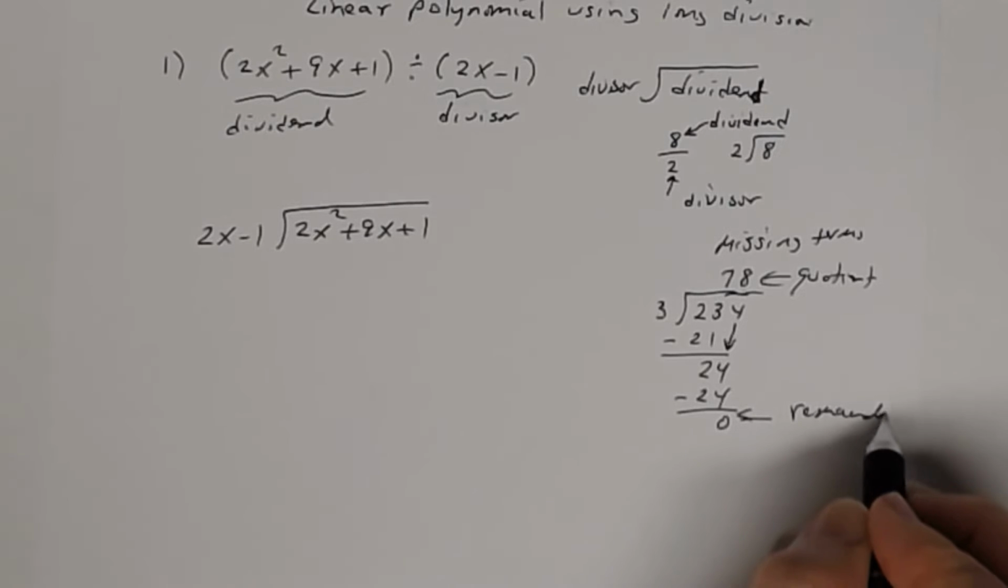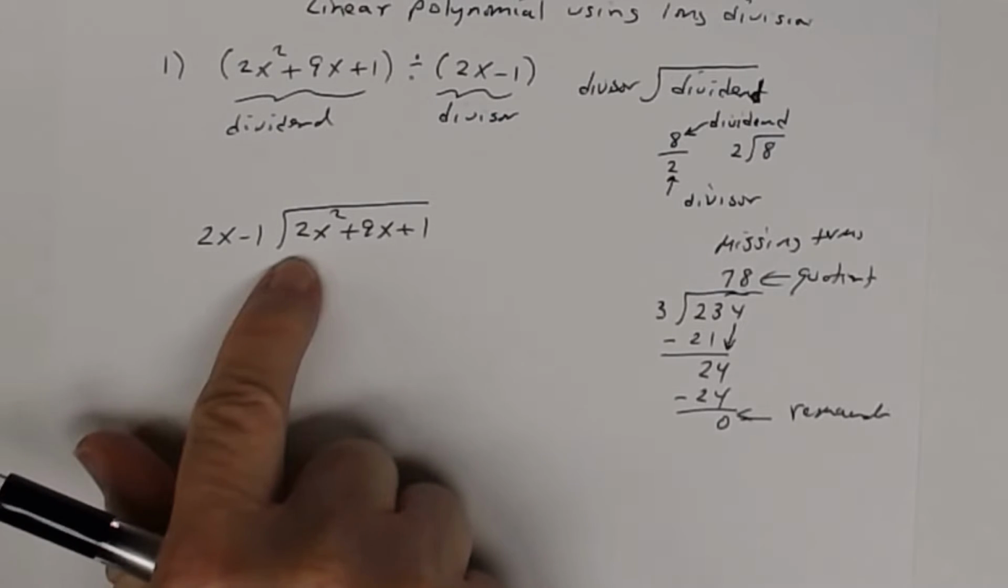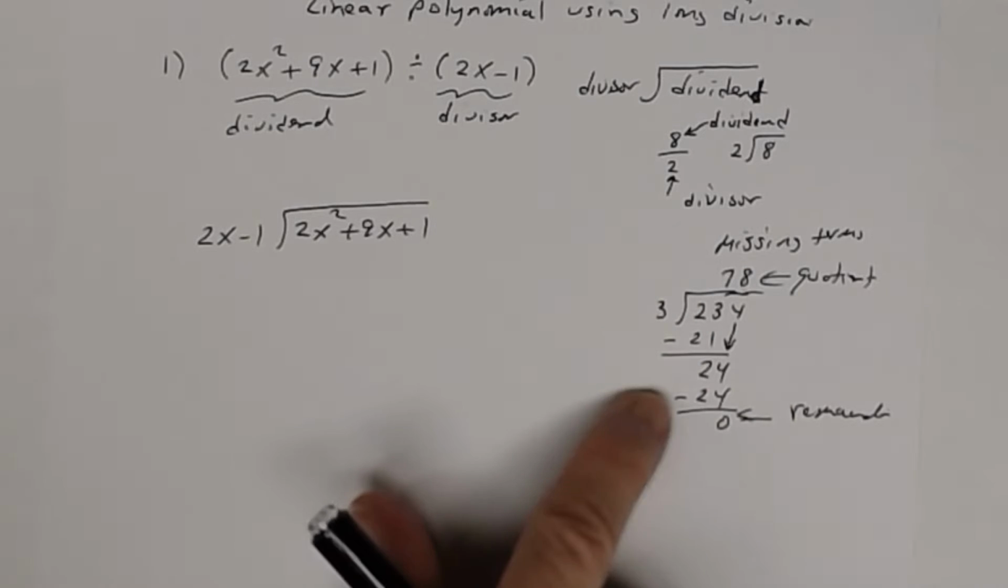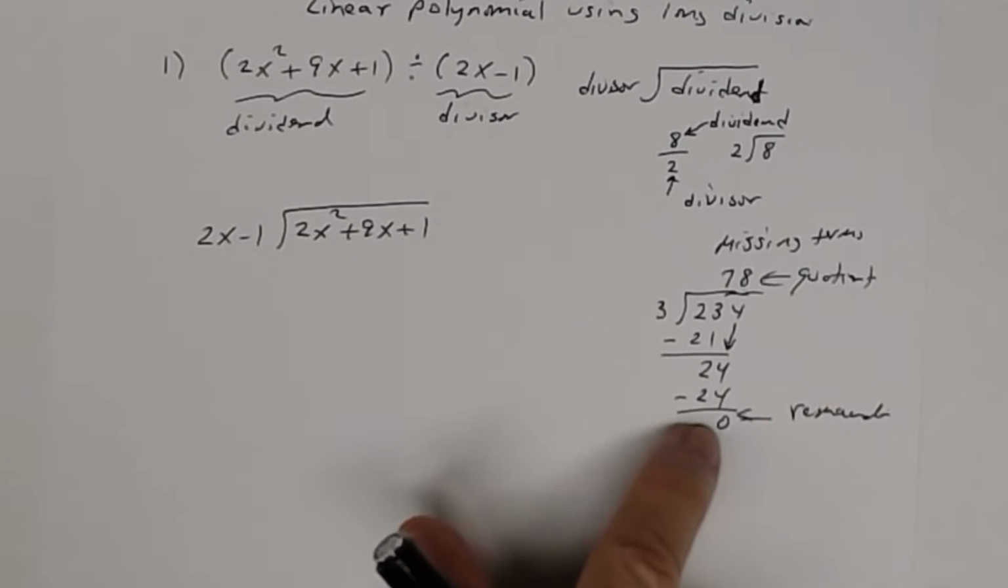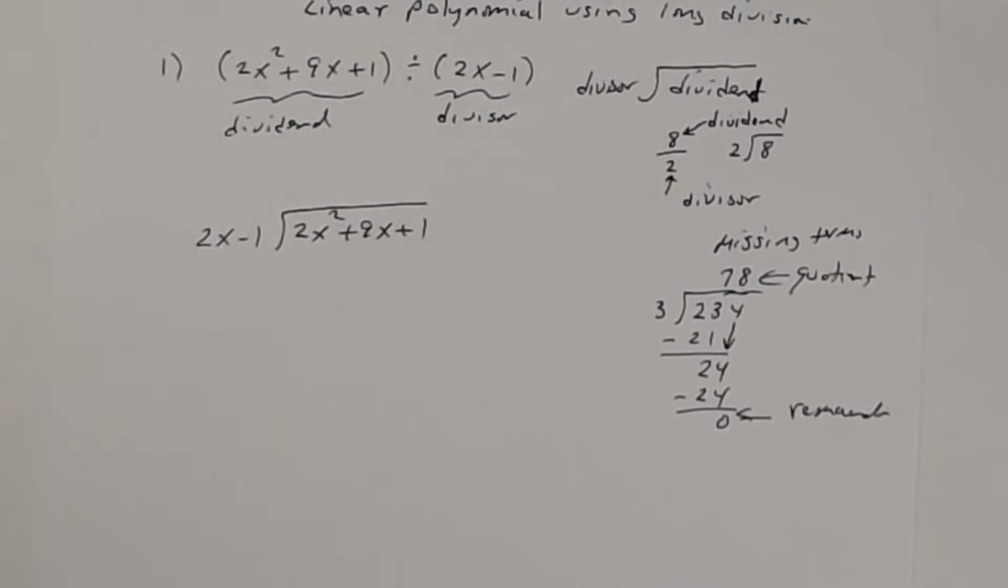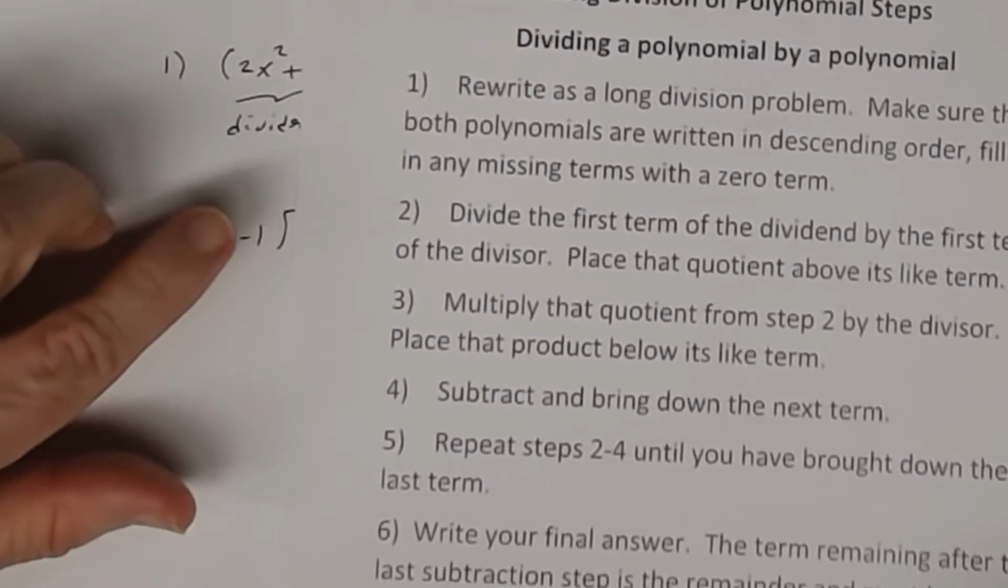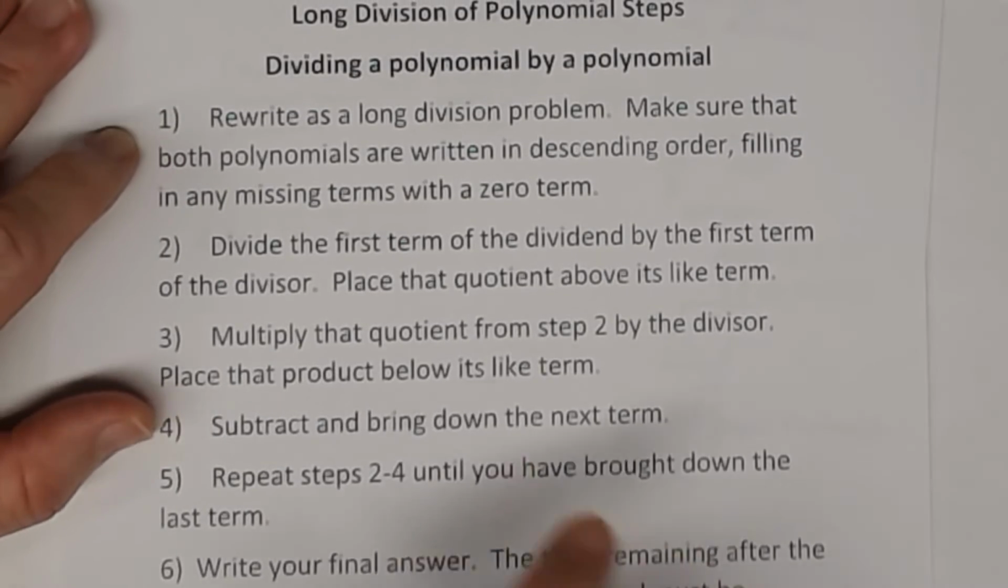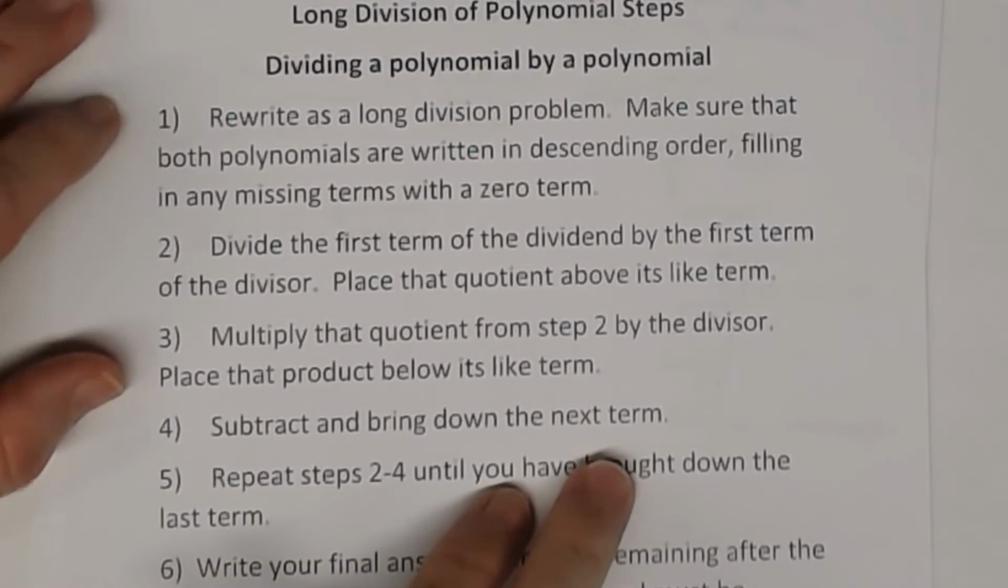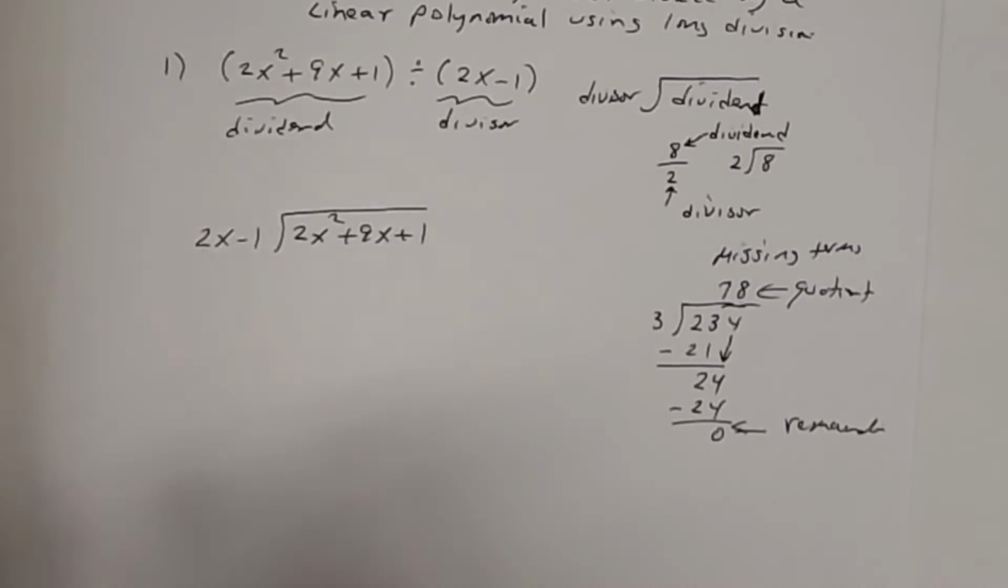Okay? So as we go through this, think about how you did long division with real numbers. Okay, so here are some steps. You're going to see these steps next semester again. So the first thing you want to do is to rewrite as a long division problem. So we did. So long division.